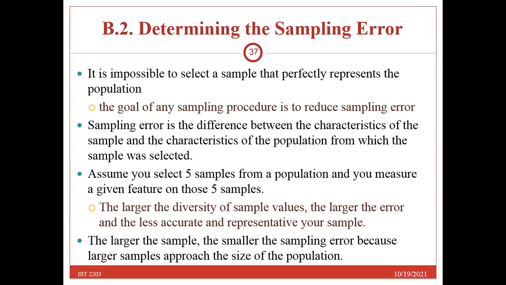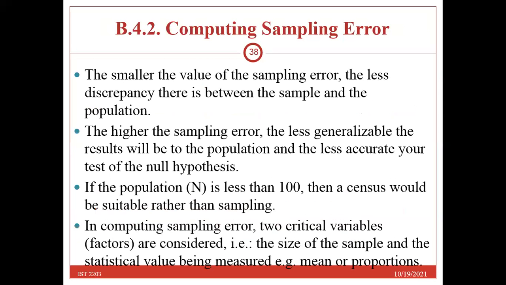Then we have the sampling error, and this is the error that comes about because of a discrepancy between the sample and the population, and it can actually also be calculated. The smaller the value of the sampling error, the less the discrepancy between the sample and the population. The higher the sampling error, the less generalizable the results are.